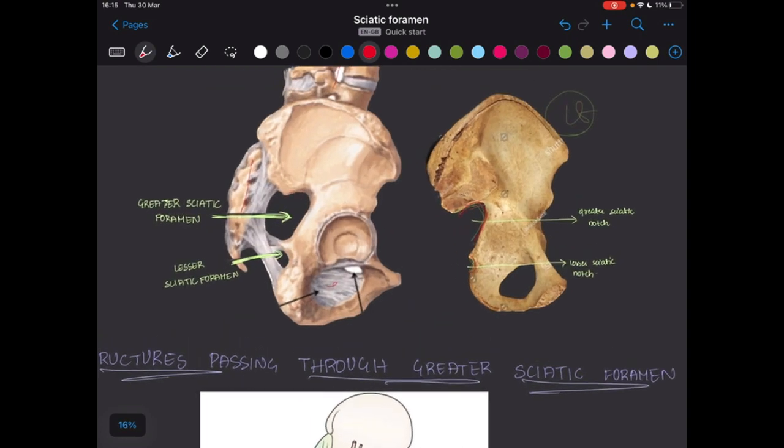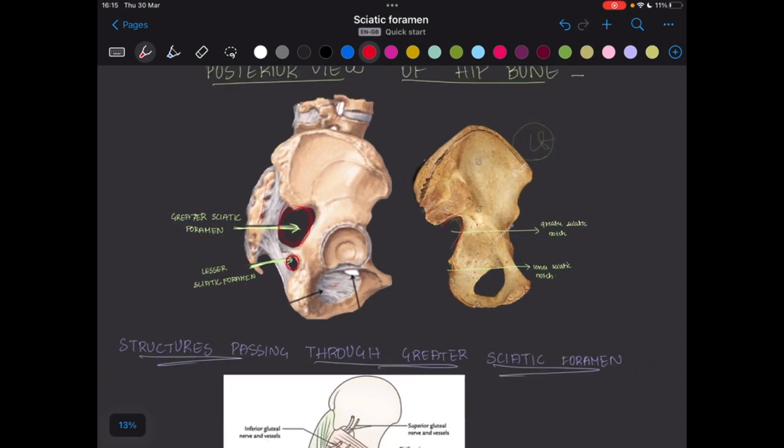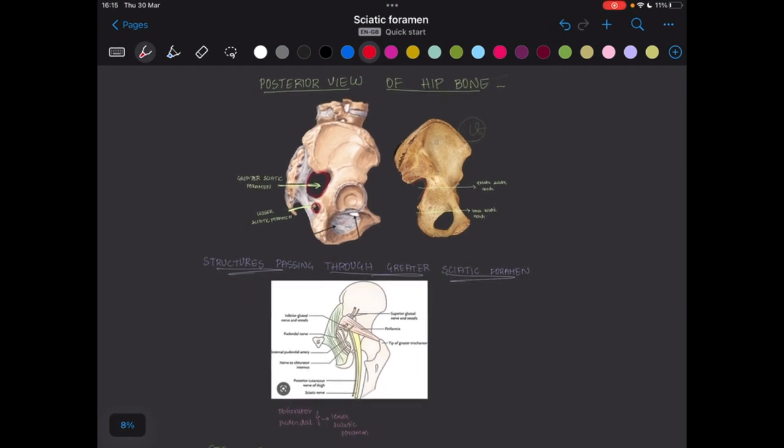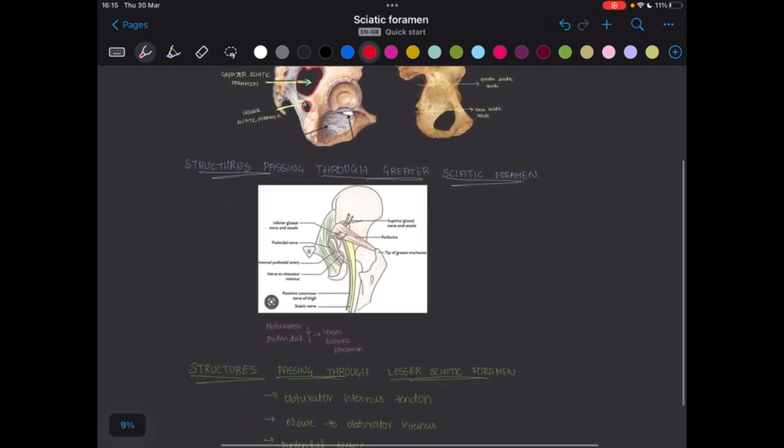This is the greater sciatic notch into which many membranes are attached, and it forms a foramen-like structure which is called the greater sciatic foramen. And also the same with the lesser sciatic notch: the membranes are attached and it forms the lesser sciatic foramen. Now we are going to see what structures pass through the greater and the lesser sciatic foramen.